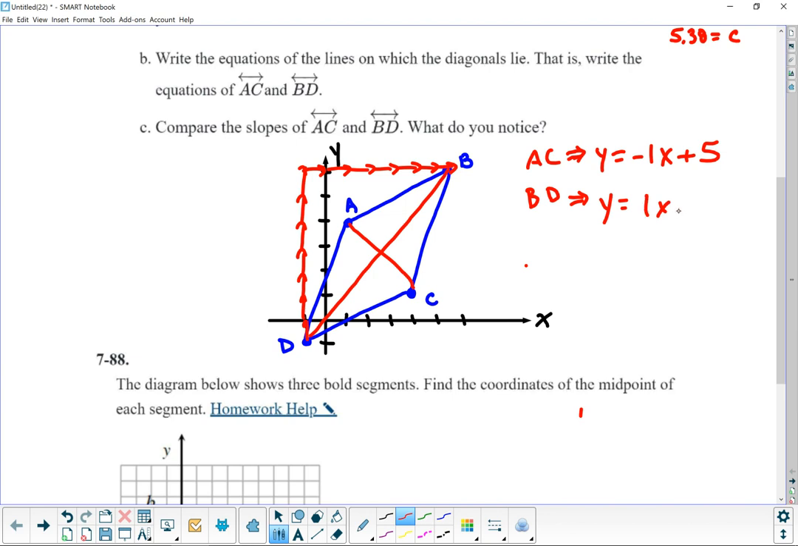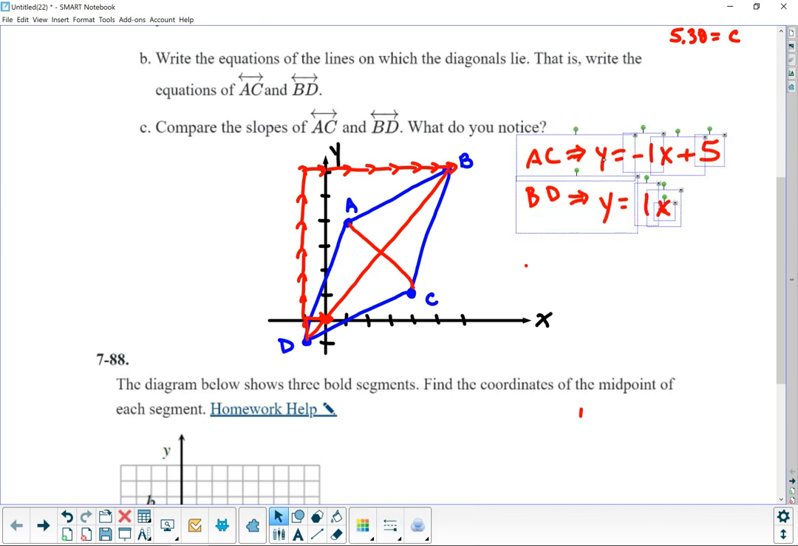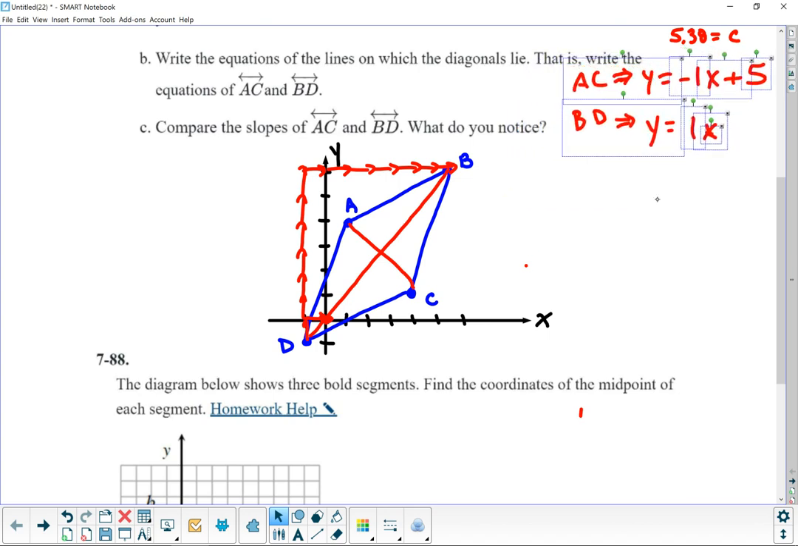So it's 1x plus, and then what does it hit? It hits right here, because if we go up 1 and over 1, we hit the spot. So it's plus 0, where we don't have to write it in. Right? So your equations are those two. So that's AC and that's BD.